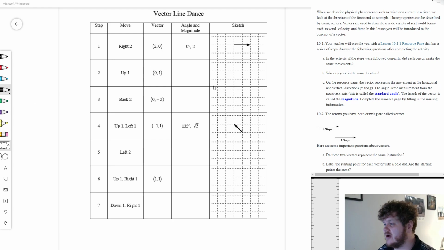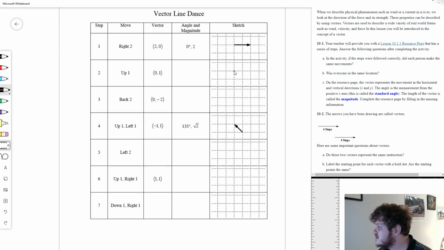Now if we do up 1, if we draw it, fingers crossed I don't mess it up, we go up 1, and bam. In terms of angle and magnitude, since it's straight up and down, based on a unit circle, our angle would be 90 degrees. And since we went up 1 unit, that would be a magnitude of 1.